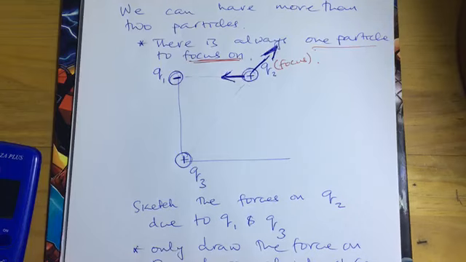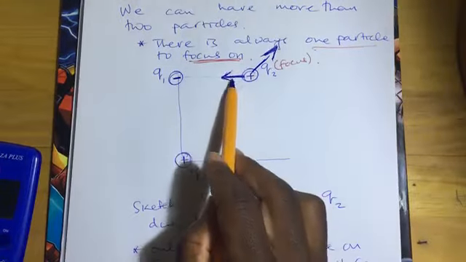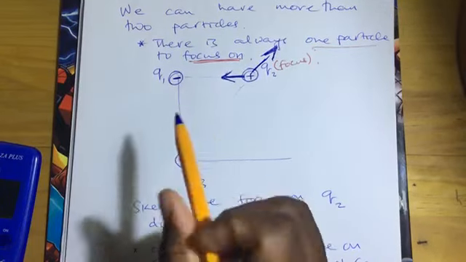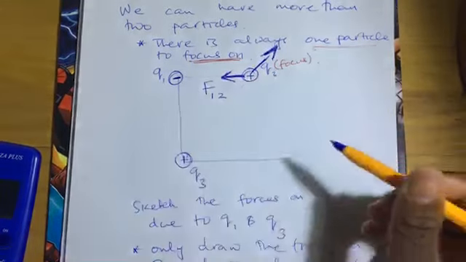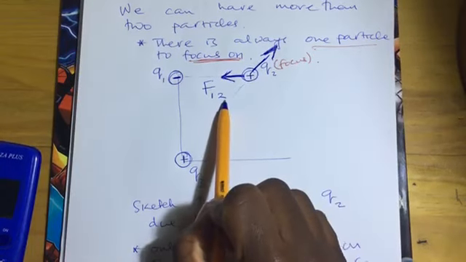Do you see that? Because this force is between Q2 and Q1, I can call this force F12. The order doesn't matter. F12, meaning it is charge 1 and charge 2 that are interesting.